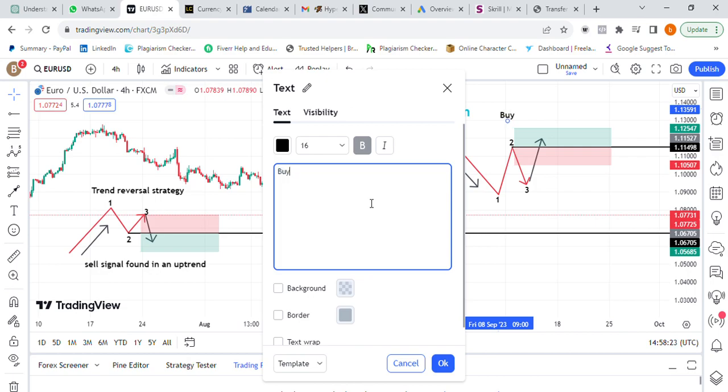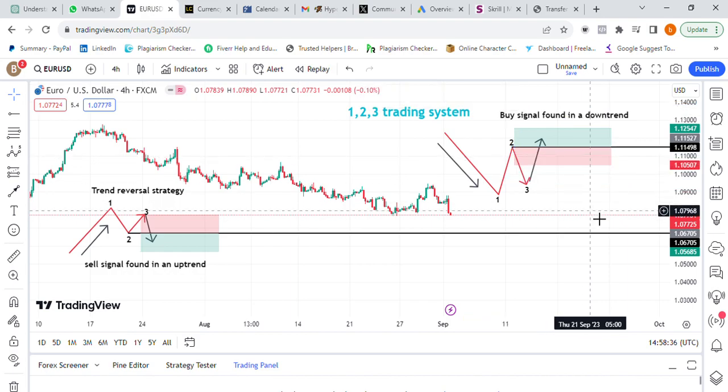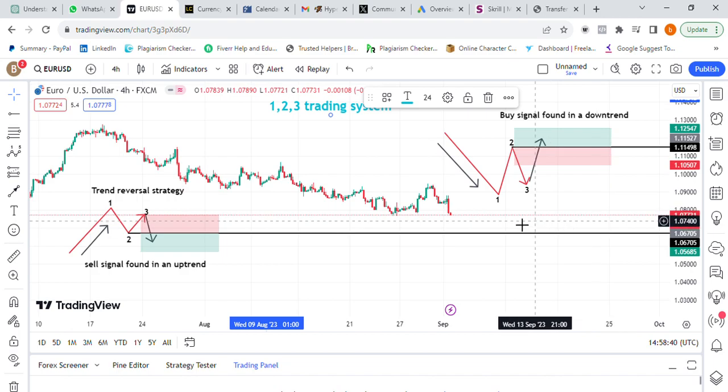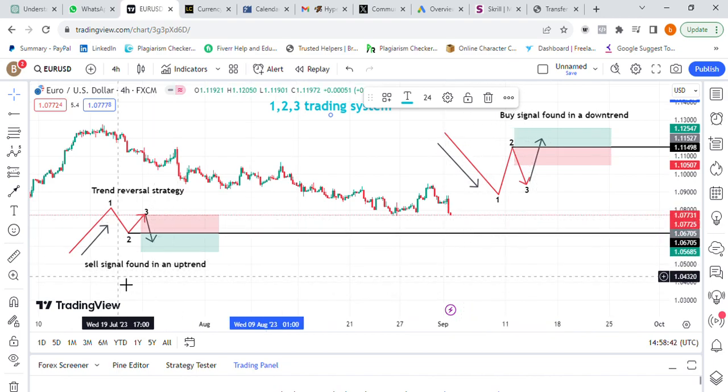Buy signal found in a downtrend. So this is a buy signal found in a downtrend. This is sell signal found in an uptrend. That's how it simply works.